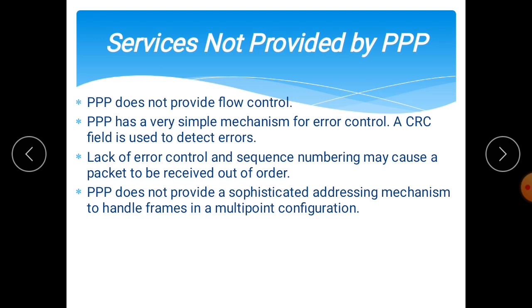What are the services that are not provided by PPP? PPP does not provide flow control. Its error control mechanism is very simple; CRC is used for error detection. The lack of error control and sequence numbering may cause a packet to be received out of order. This protocol also does not provide a sophisticated addressing mechanism to handle frames in a multi-point configuration.